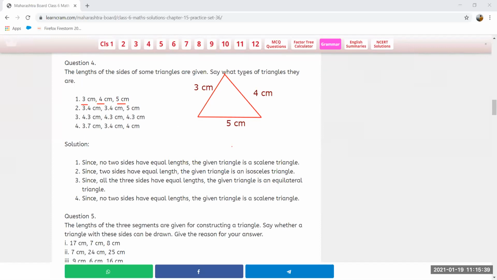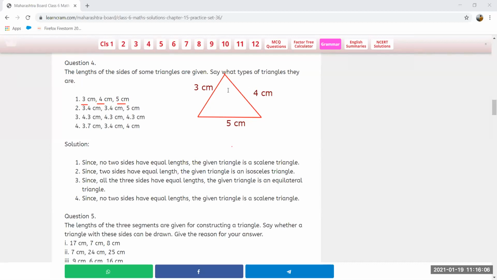Now here, one of the sides is 3 centimeter, one is 4 centimeter, one is 5 centimeter. Is there any equality in these sides? If this is 3 centimeter, this is 3 centimeter, this is 3 centimeter, is it like that? No. So this is not an equilateral triangle, because if all the sides are equal, then it is known as equilateral triangle, as I told you earlier.